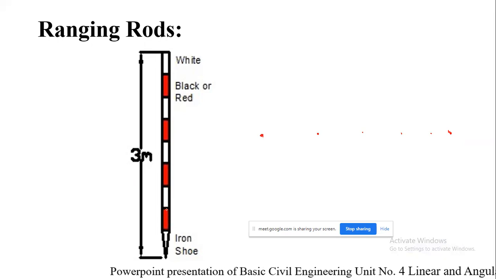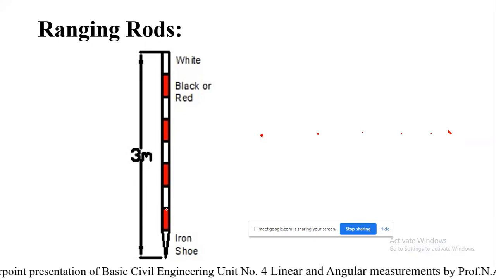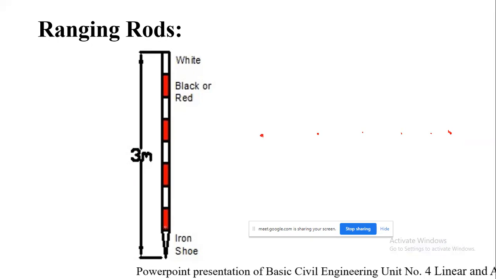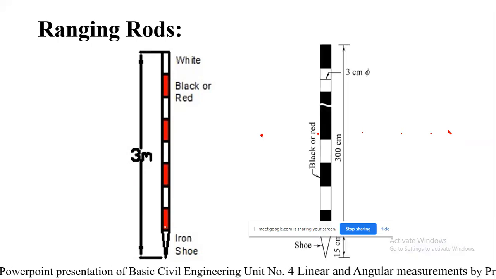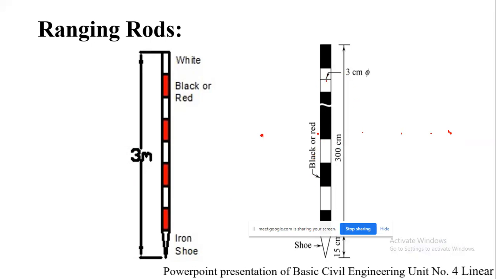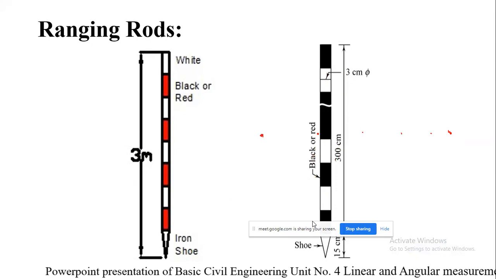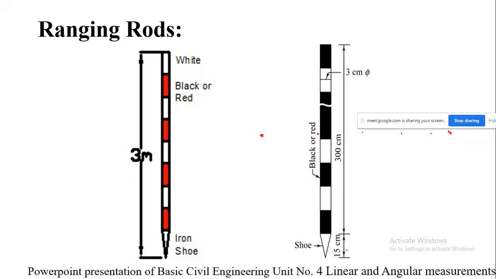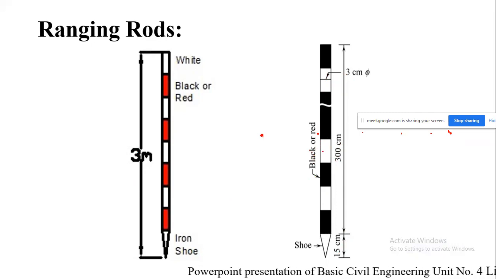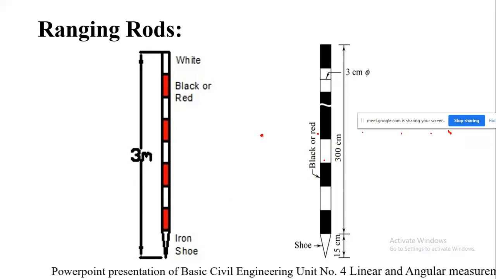Just like our tape or chain, the length of each band is 20 centimeters. Here you can see in some cases black and red colors have been used. The diameter of the ranging rod is 3 centimeters, the bottom part is 15 centimeters, and the height is 3 meters. In some cases it is hollow, or it might be a solid one also.